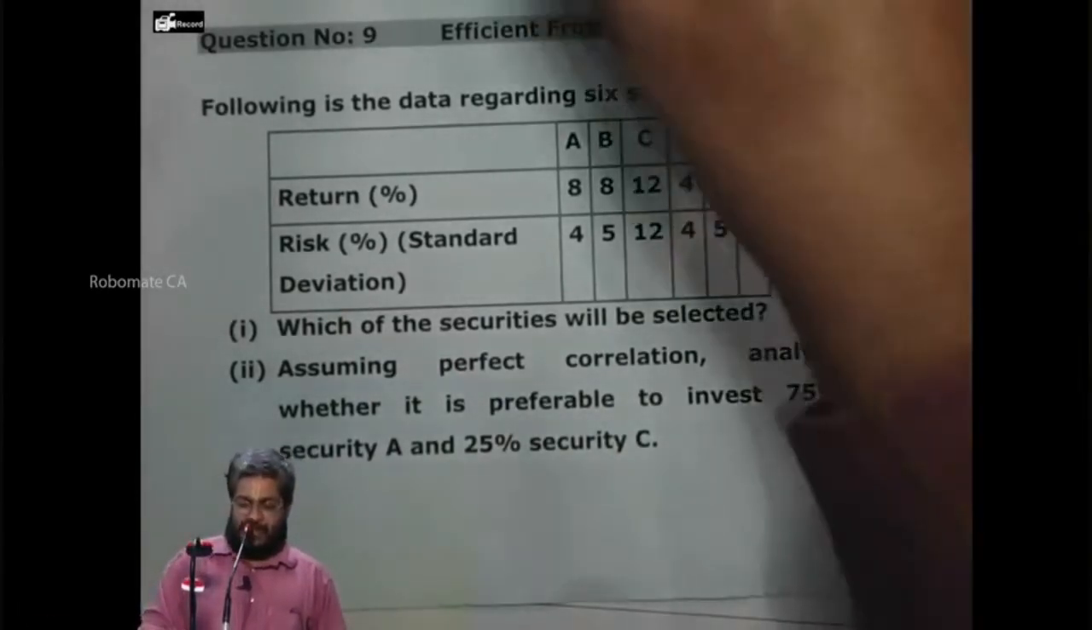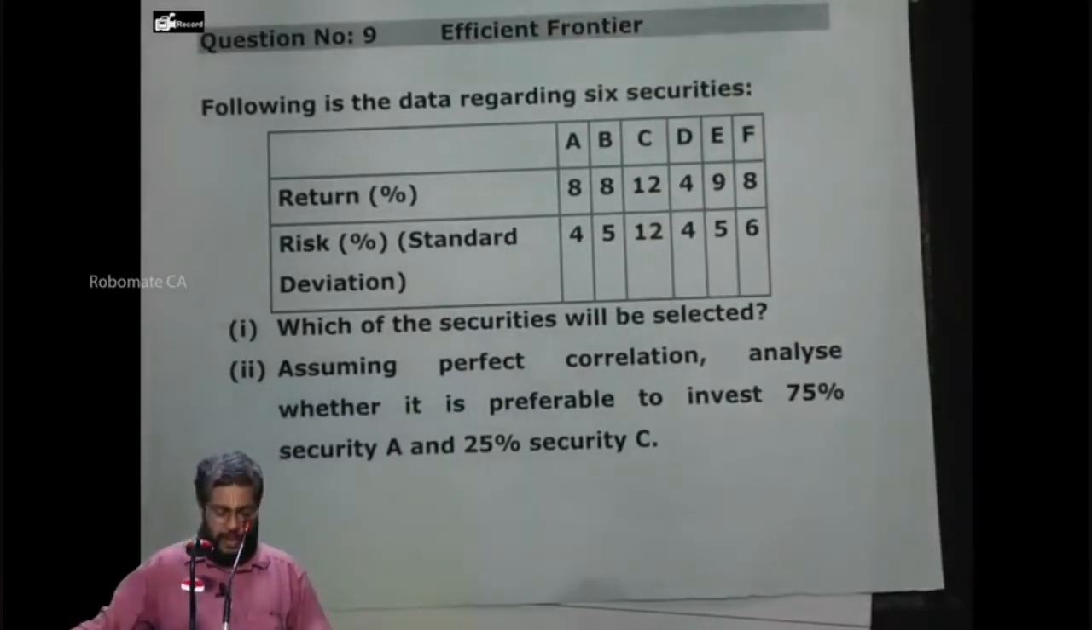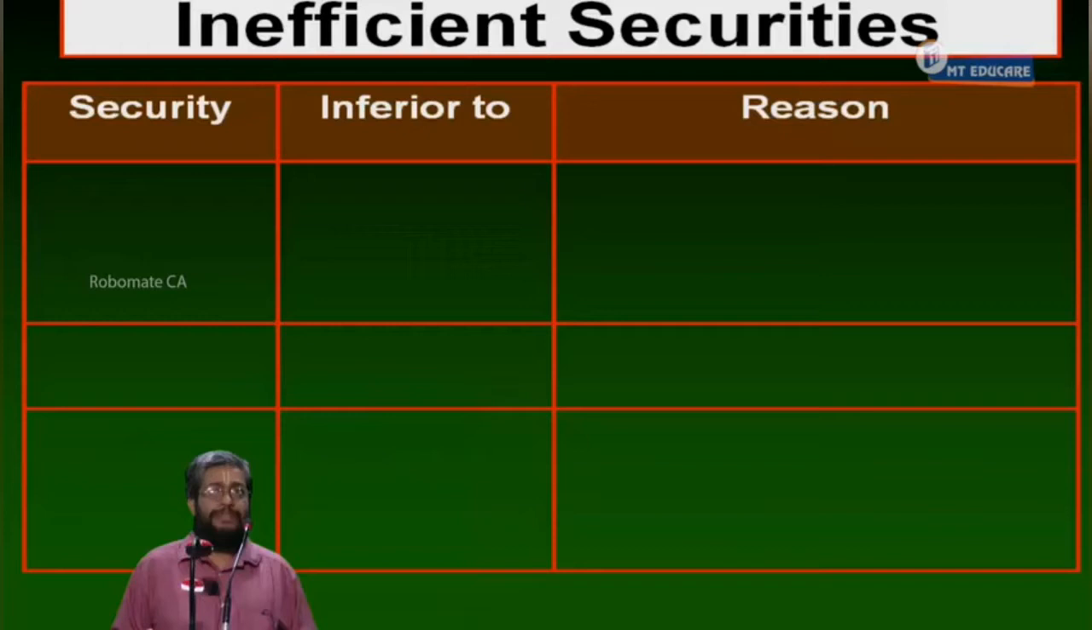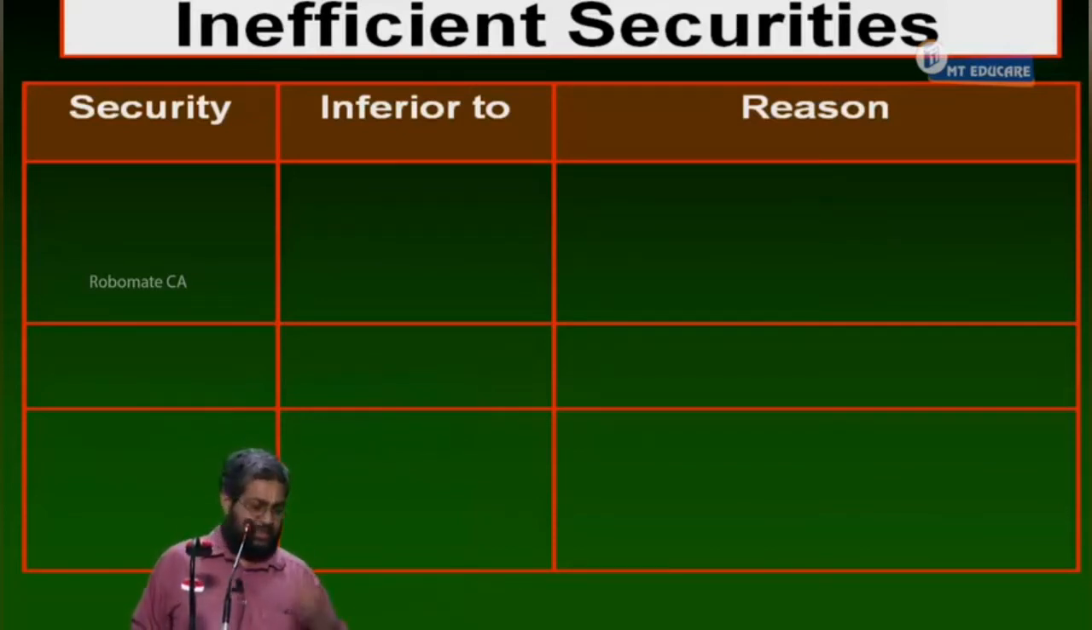So now let us answer the question. Now write down first. Part 1. We'll do it together. Right? Part 1. Identifying inefficient securities.